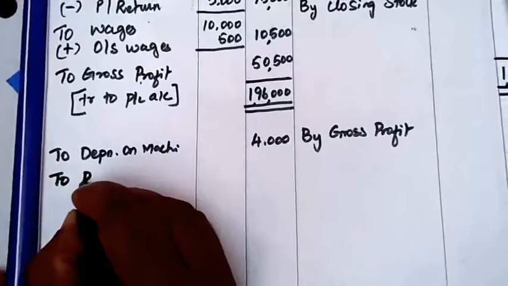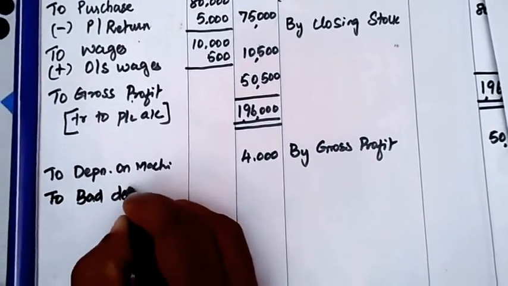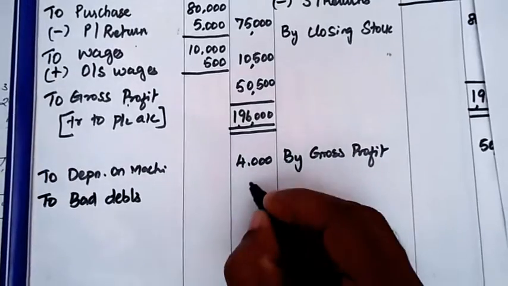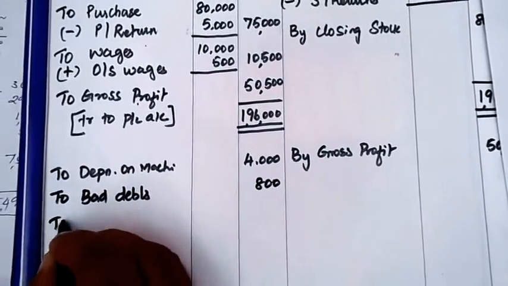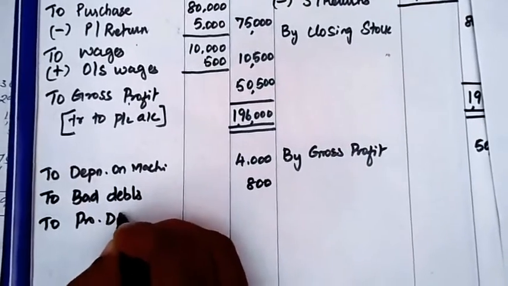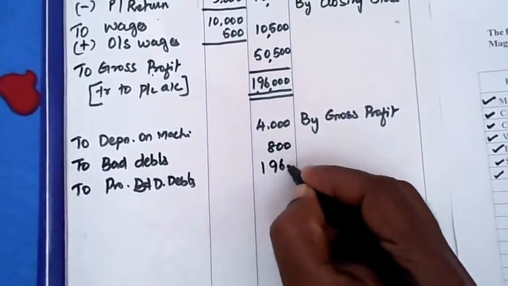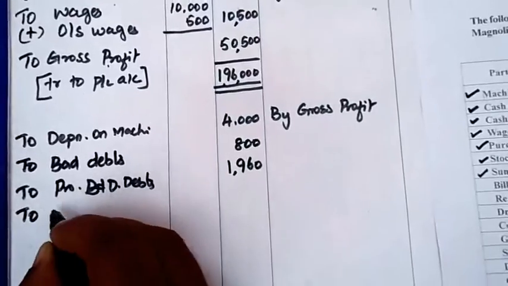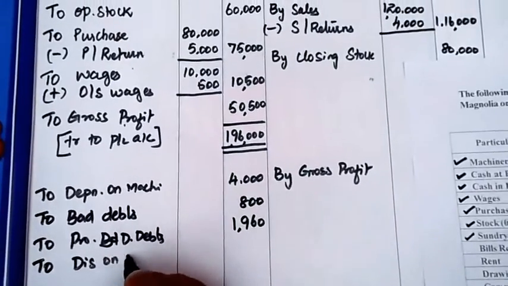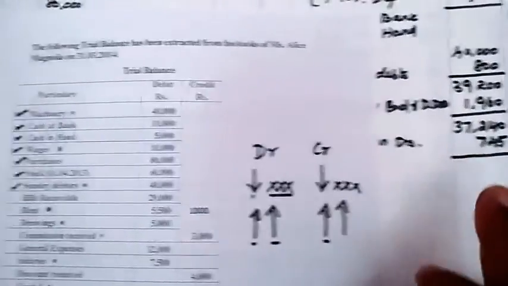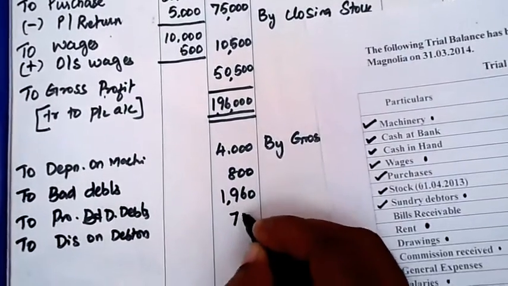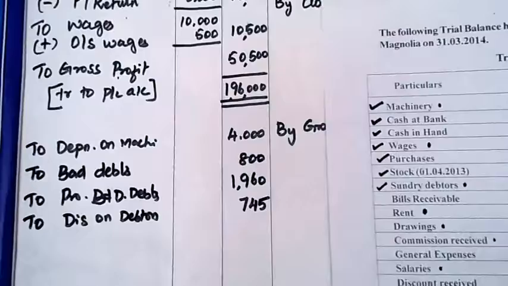So the first one is bad debts. Bad debts, how much? 800 rupees. The next one, 2, provision for bad and doubtful debts. How much? Just refer to the problem. Balance sheet 1,960. Enter that amount here. 1,960. Then the third item is provision for discount on debtors. How much is the value? 745. Enter that amount under the debit side. 745. So this adjustment is over.